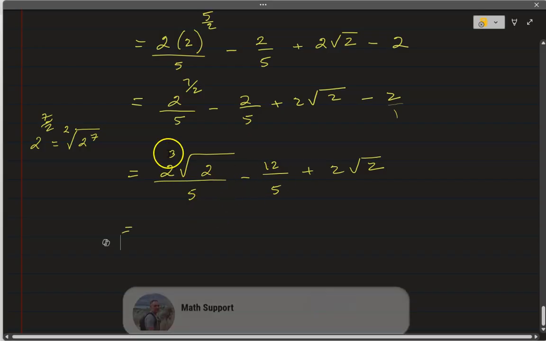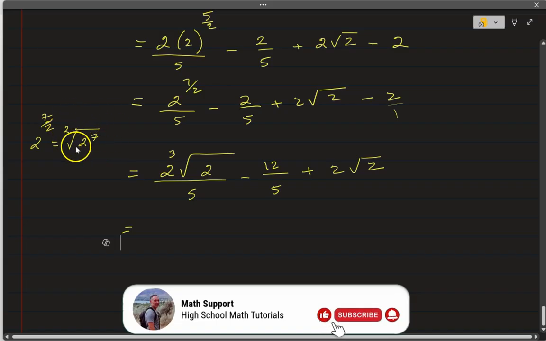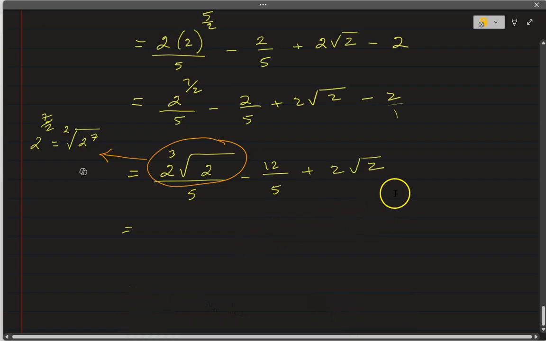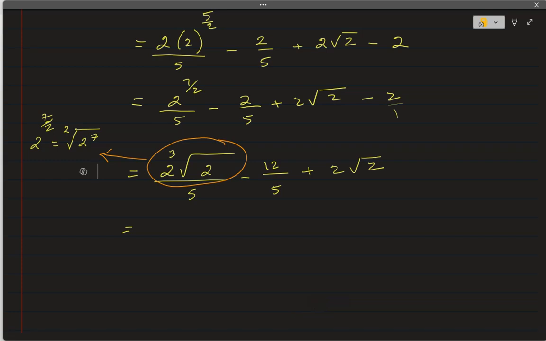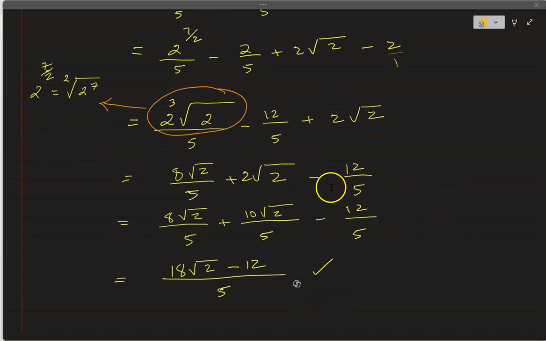So this is 2 to the 3rd root 2 is this right there, right? So that is that, and then we have to go ahead and simplify, and that's just too easy in this case. Okay, so final answer will be, here it is. After doing all the mathematical gymnastics, you're going to get this 18 root 2 minus 12 over 5. I think I did this all right, but there's a little bit of algebra involved, and that's basically it.